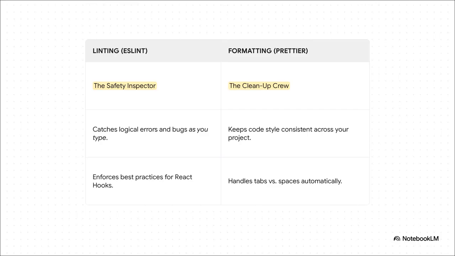Now, to really take our workshop to the next level, we're going to automate our quality control. And for that, we need two trusty assistants. Think of ESLint as your workshop's safety inspector. It's always looking over your shoulder, catching potential bugs and logical errors as you type, and making sure you're following best practices like the all-important rules of hooks.